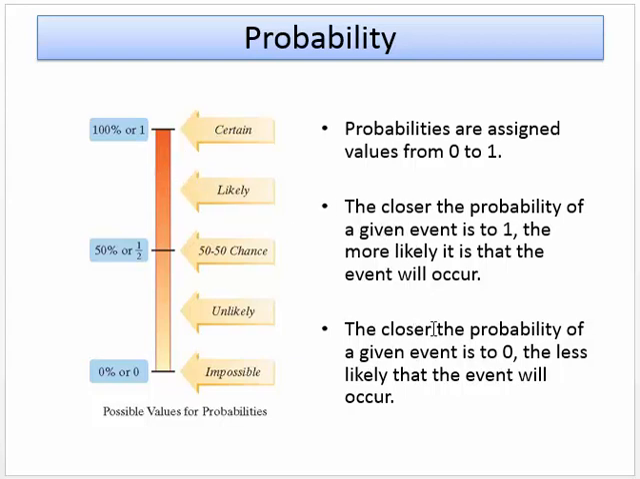And then naturally, the closer the probability of a given event is to 0, the less likely that the event will occur. What if I said you're going to roll a die, what's the probability of rolling a 7? Well, the probability of that is 0, so that's impossible, or 0%. So it's going to range anywhere from 0 to 1, or 0 to 100%.